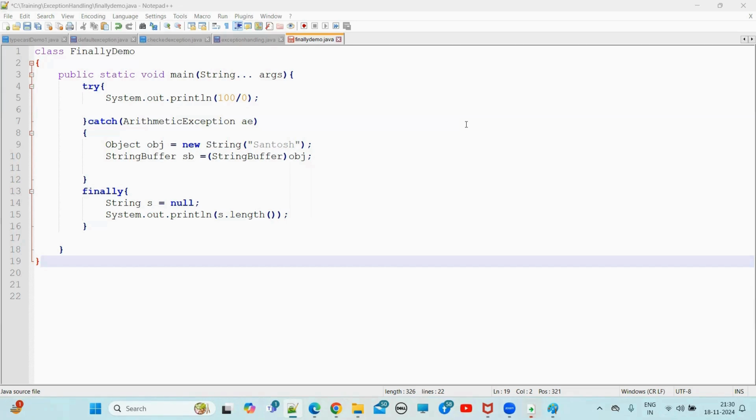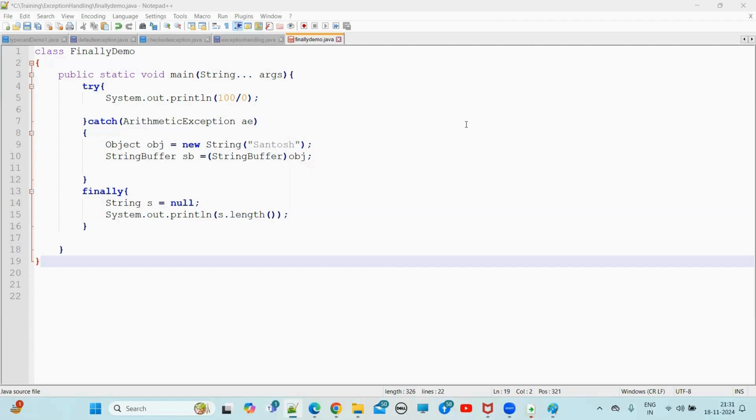We are writing Object obj is equal to new String of "Santosh". What is the underlying object of obj here? String. So now we are trying to convert obj to StringBuffer type. But the underlying object of obj is String. How can we convert String to StringBuffer? We cannot convert. Shall we convert an Employee object to a Student object? We cannot convert, right? In the same way, how can we convert String type to StringBuffer? We cannot convert because there is no relationship between String and StringBuffer. Both are independent classes, right? So that's why we will receive a ClassCastException.